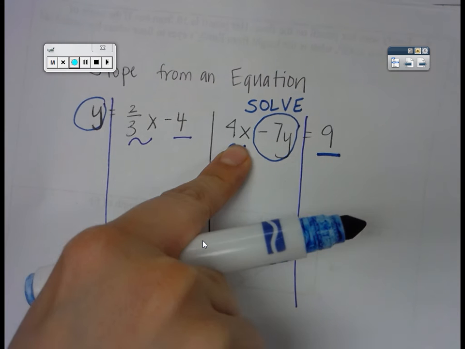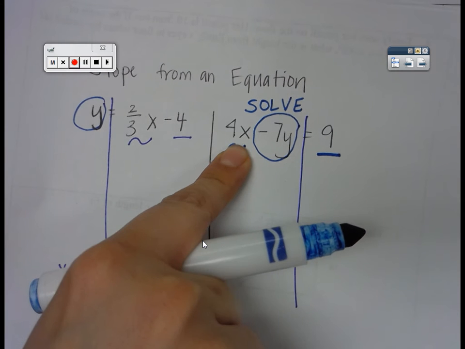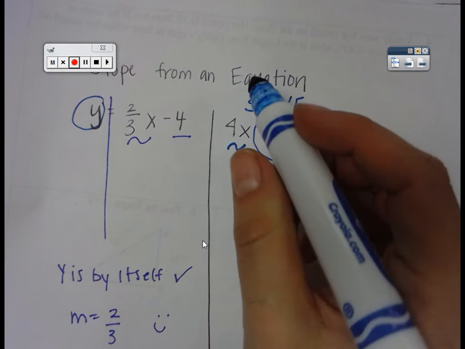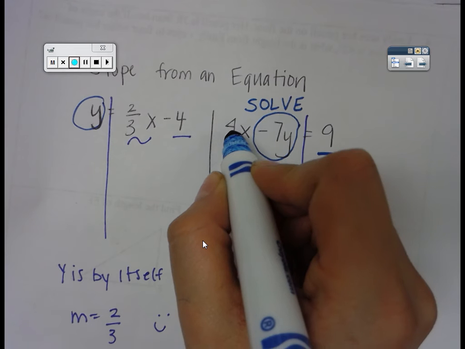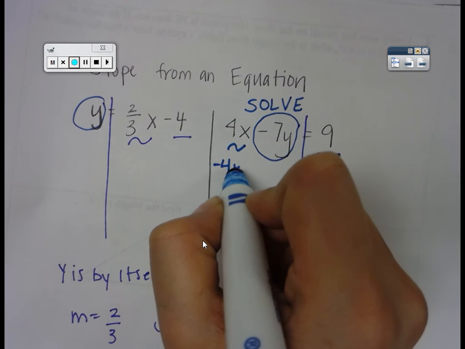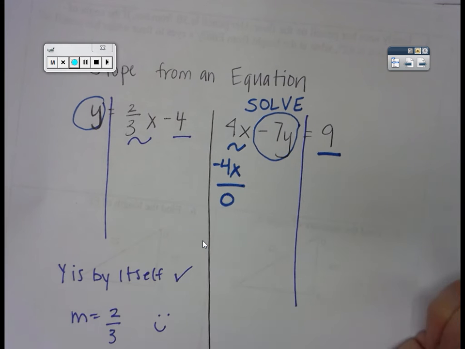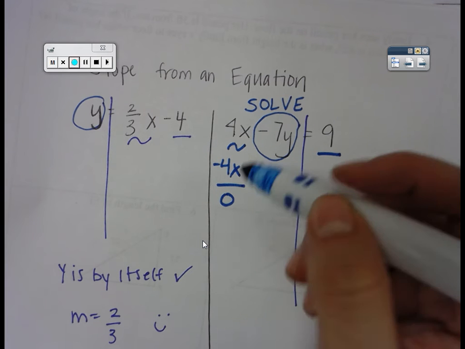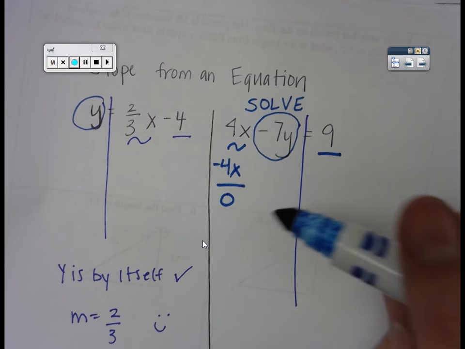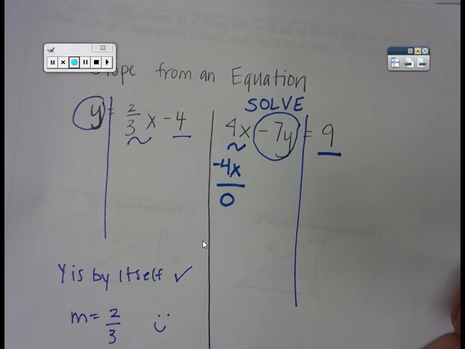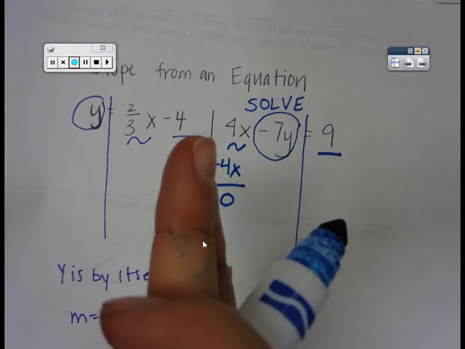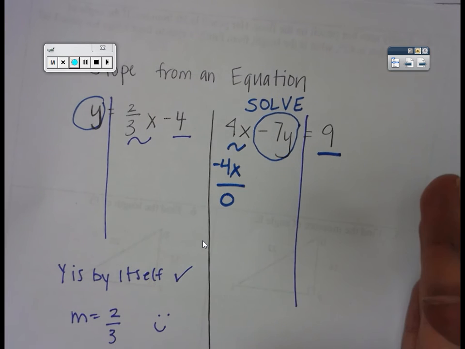So this 4x is not a circle, it's not y. So I have to move it. Now this one's positive, so I do the opposite to move it. So minus 4x gives me 0, because that's a zero pair. When you have 0, that means there's nothing there. But you just can't pick it up and move it in algebra. You can subtract it, but if you subtract it on this side, you also have to subtract it on this side.